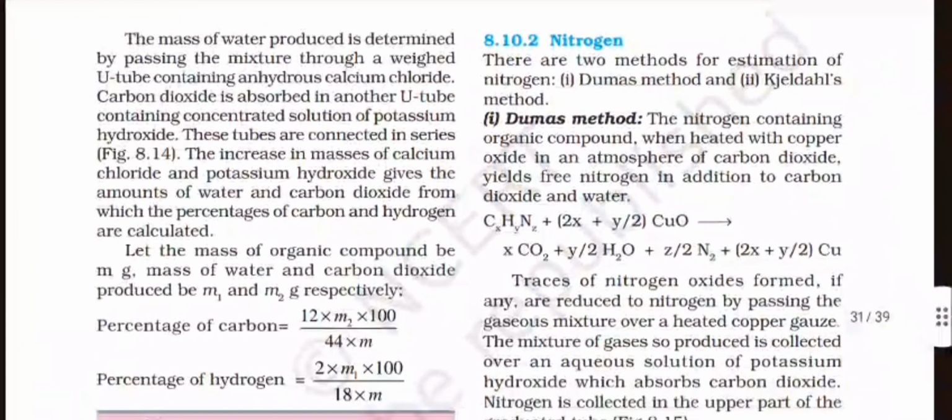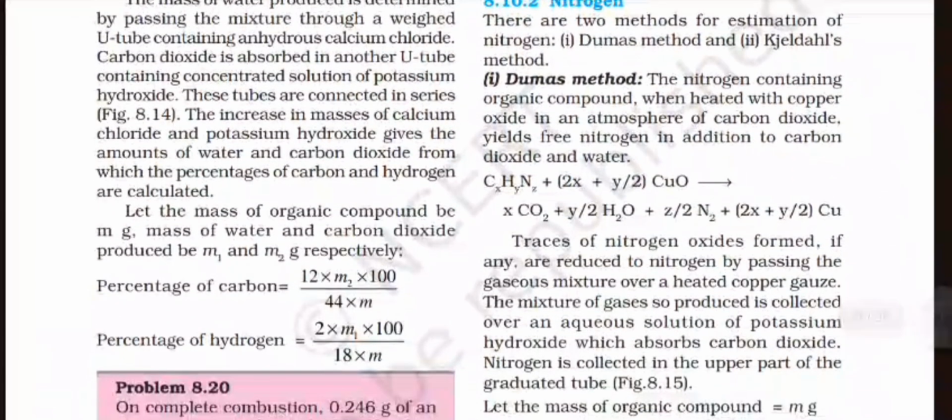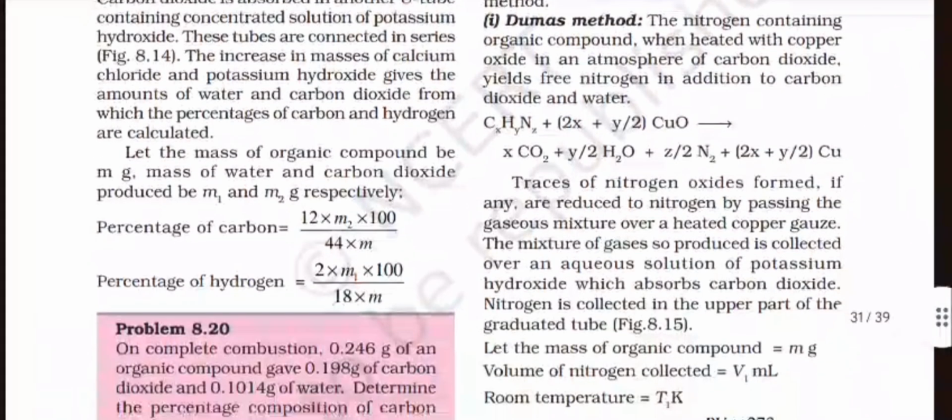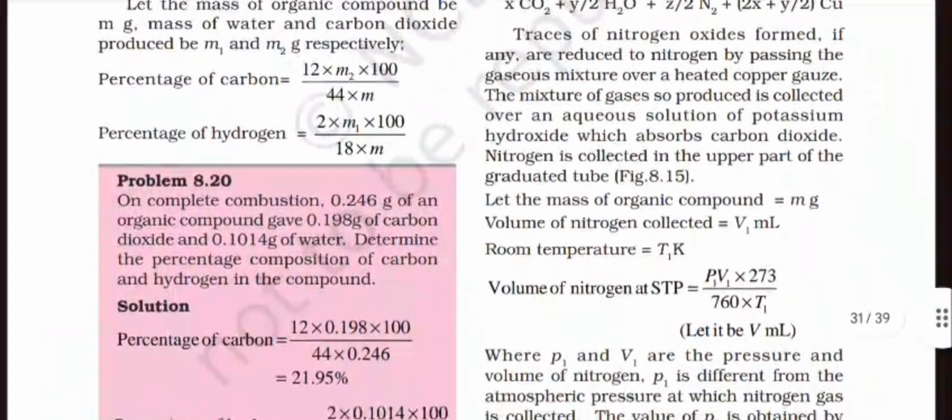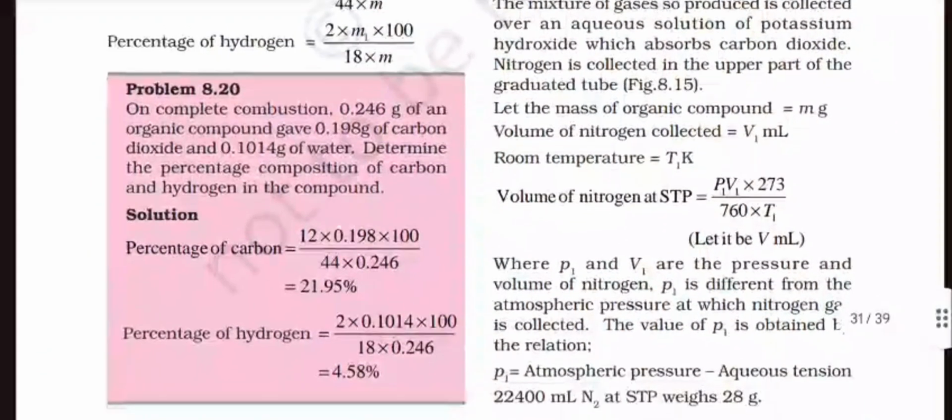Nitrogen. There are two methods of estimation of nitrogen: Dumas method and Kjeldahl's method. Dumas method. The nitrogen containing organic compound when heated with copper oxide in an atmosphere of carbon dioxide yields free nitrogen in addition to carbon dioxide and water. Traces of nitrogen oxides formed, if any, are reduced to nitrogen by passing the gaseous mixture over a heated copper gauze. The mixture of gases so produced is collected over an aqueous solution of potassium hydroxide which absorbs carbon dioxide. Nitrogen is collected in the upper part of the graduated tube.